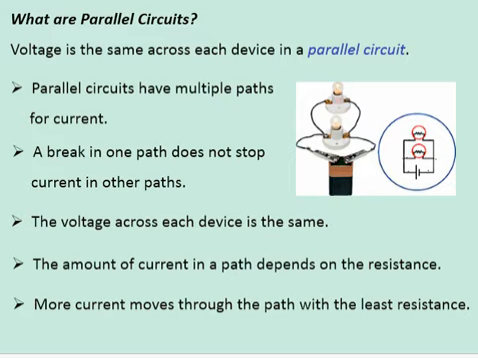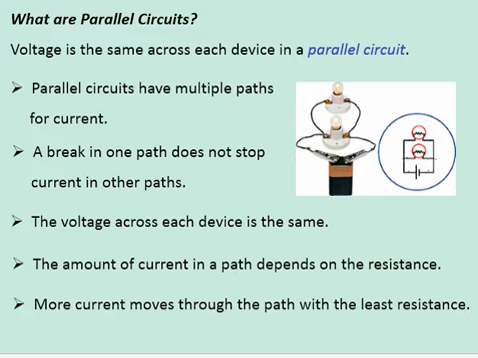Some of the differences, though, is if we break just one of the paths in a parallel circuit, it doesn't stop the whole current flow. It just creates an open circuit in that path. So as a result, current can still flow through the remaining paths.